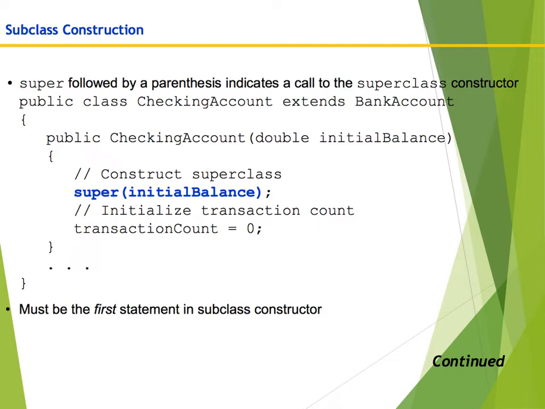So in this case, transaction count was the field that we added to checking account, and it wasn't in all the bank accounts. Therefore, after calling super initial balance, we need to write transaction count is equal to zero. This is how we initialize the transaction count inside the constructor of the checking account.